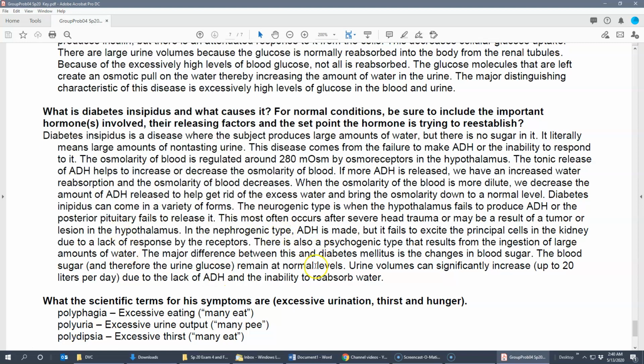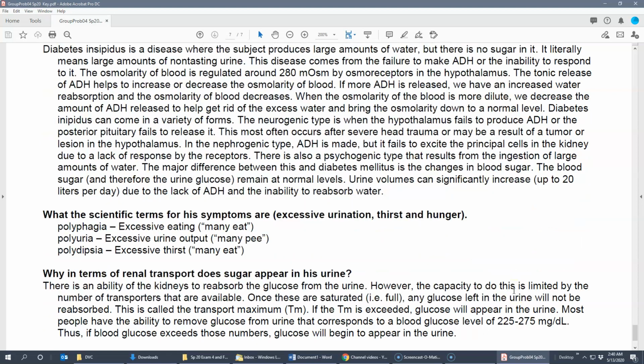So the major difference between this and diabetes mellitus is the changes in blood sugar. And the blood sugar is the easiest way to measure, or at least urine sugar as well. Significant urine volumes can be over 20 liters a day in diabetes insipidus because they lack the ability to reabsorb water. Scientific terms for the symptoms that Bill has: polyphagia, excessive eating; polyuria, excessive urine output; polydipsia, excessive thirst.